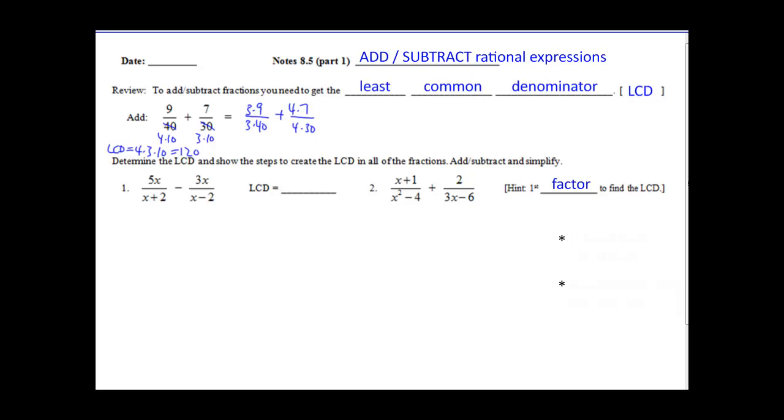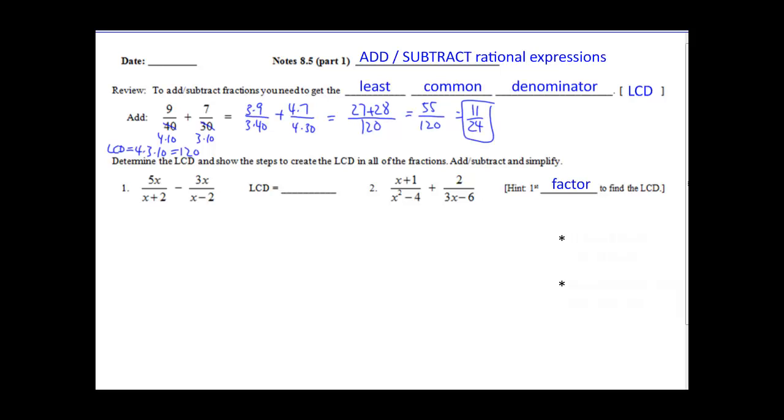So if we notice, on the right, we're missing a 4, so we need to multiply top and bottom by 4, and on the left, we're missing a 3, so we multiply top and bottom by 3. This gives us a common denominator of 120, and then we have 27 plus 28, which ends up giving us 55 over 120, which is really equal to 11/24 reduced.